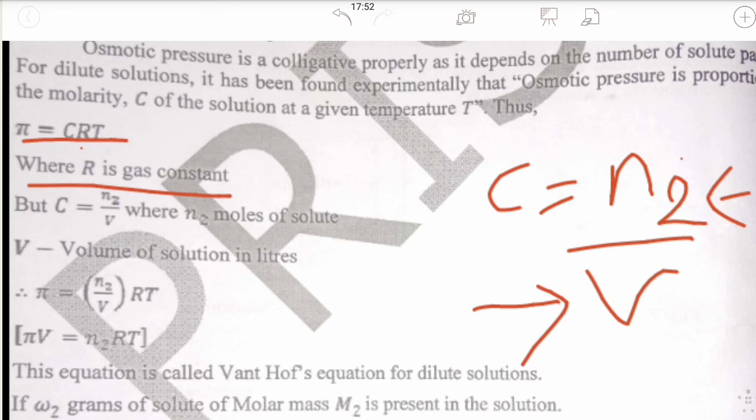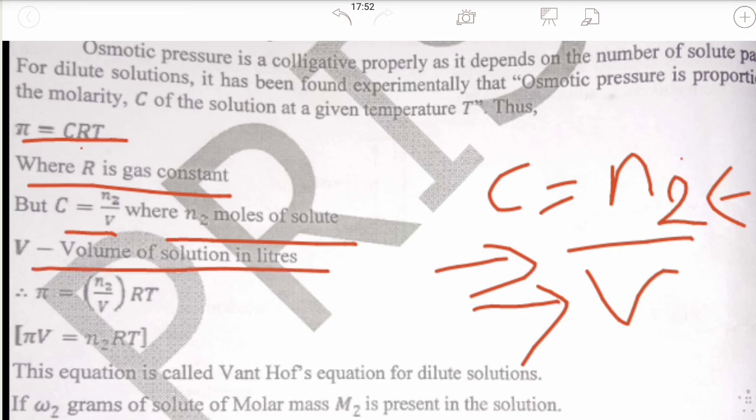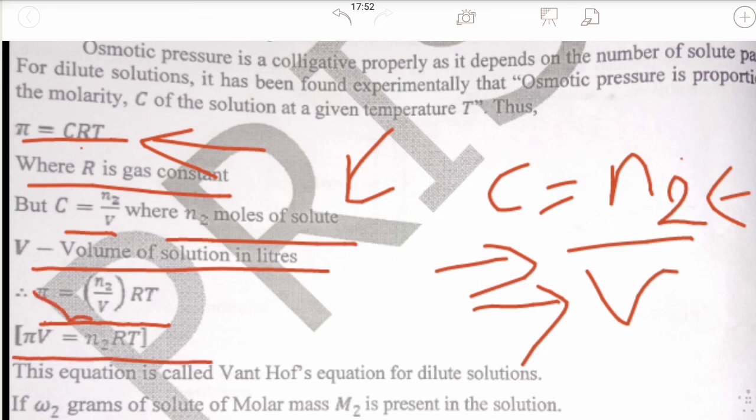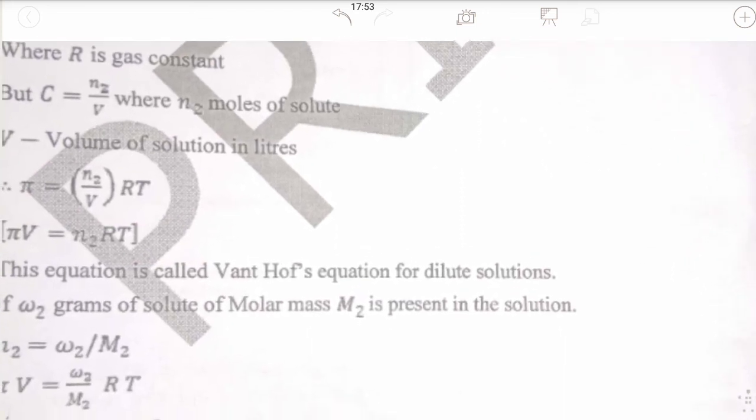R is the gas constant, C is equal to n2 by V, where n2 is the moles of solute and V is the volume of solution in liters. When you put these values in the equation, pi is equal to n2 by V times RT. When you take V to the other side, pi V is equal to n2 RT. This equation is called the Van 't Hoff equation for dilute solutions. We will understand Van 't Hoff's equation in abnormal molar masses.